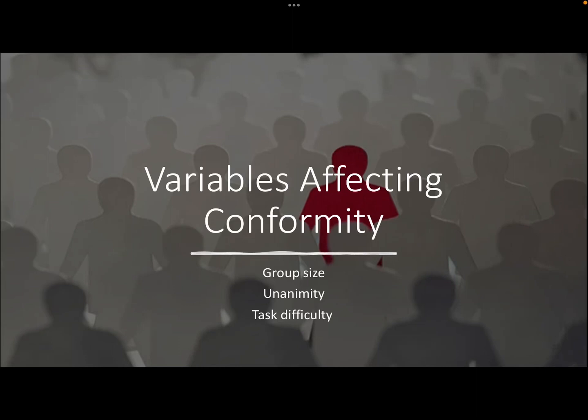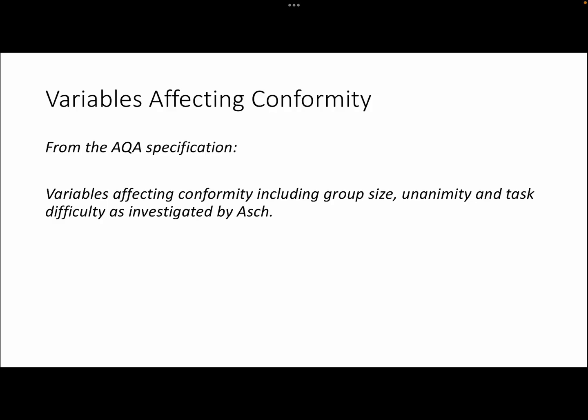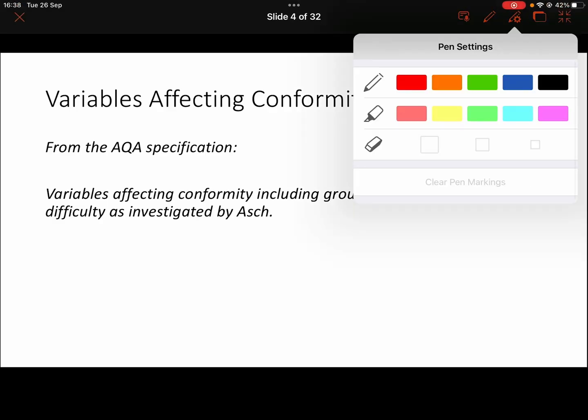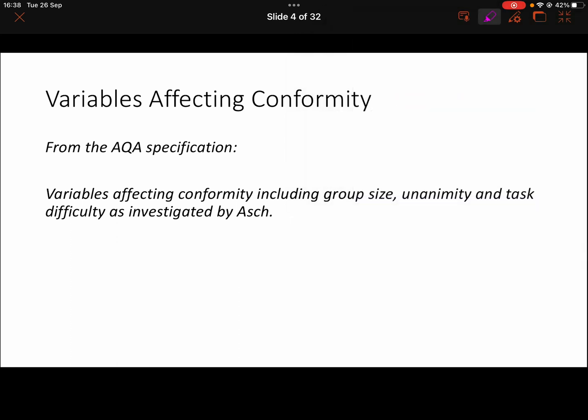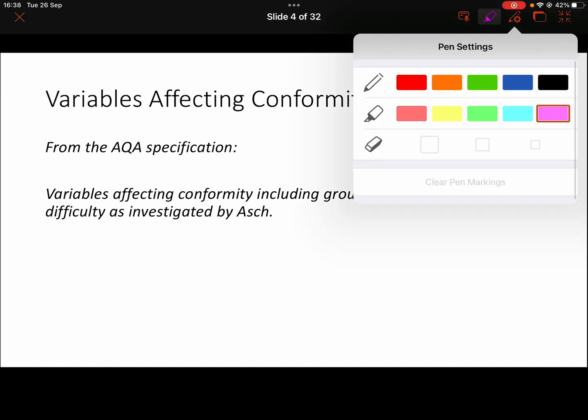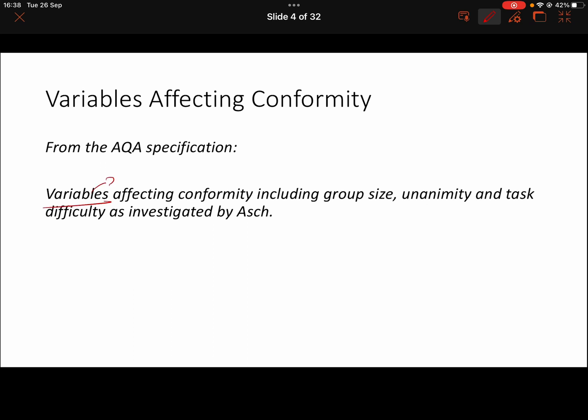In this video, we're looking at variables affecting conformity. So we are looking at Asch's research here, and we're looking at the different variations that Asch conducted that differed slightly from his baseline. And he conducted these variations in order to test different variables or different factors that may influence conformity. So the factors that you need to know are group size, unanimity, and task difficulty.